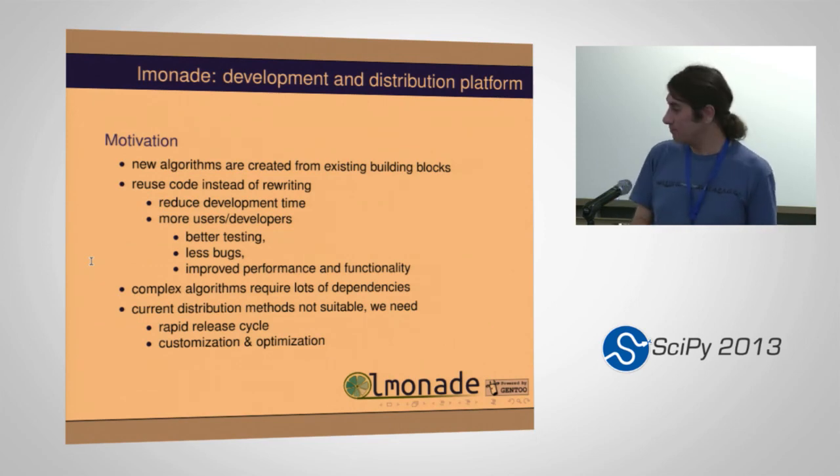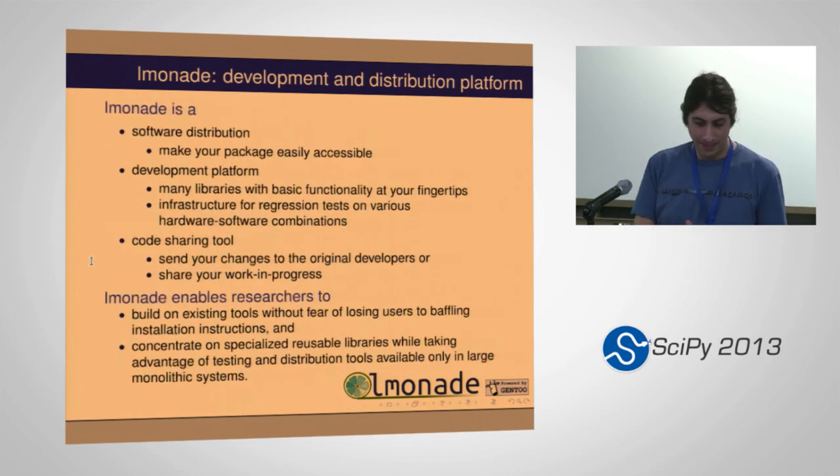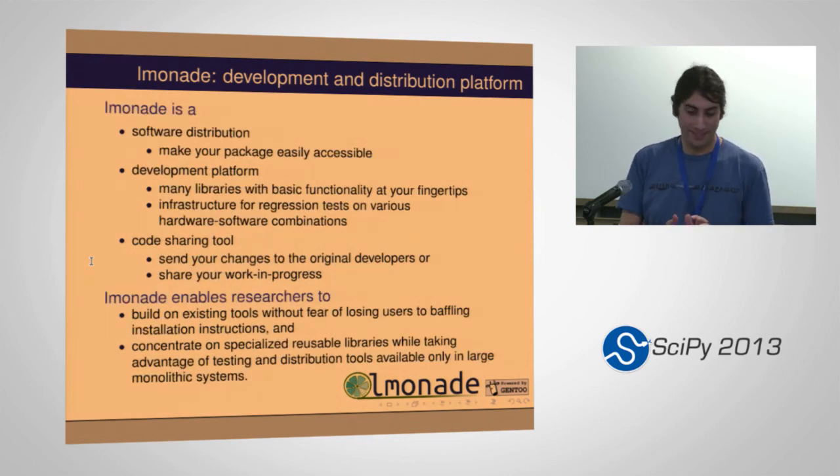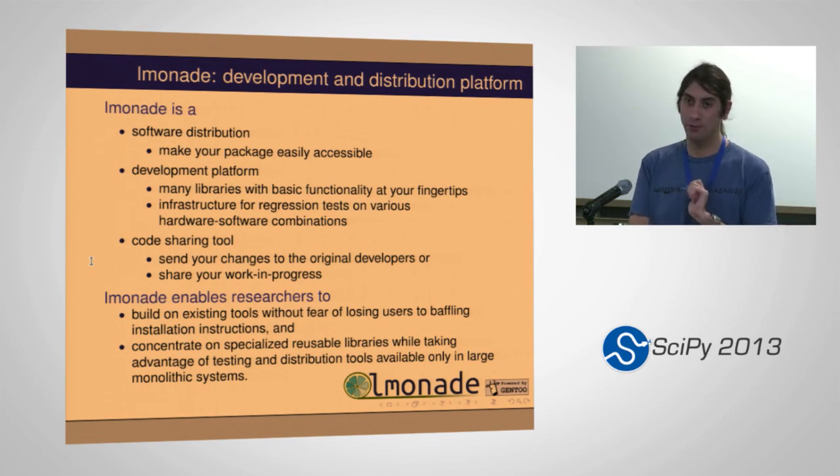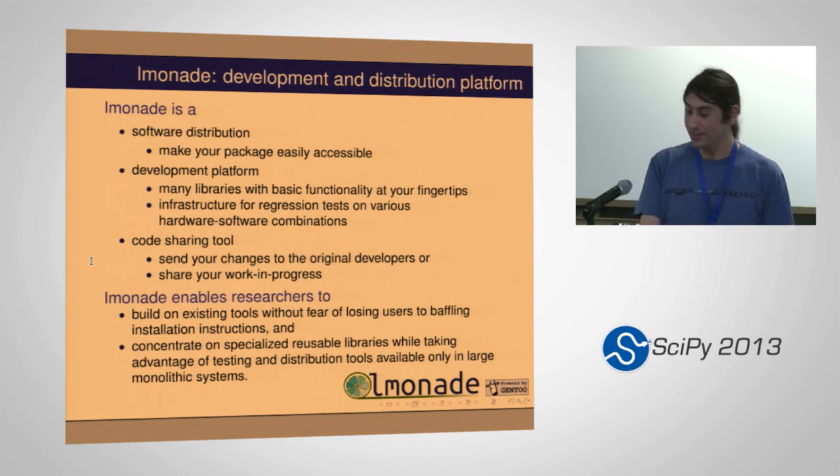I am running out of time. So a wrap up. Lmonade is a software distribution that is supposed to make your packages easily accessible. It also provides a development platform where you can share your code with your colleagues and do your own development. It enables researchers to build on existing tools without fear of losing users to baffling installation instructions.